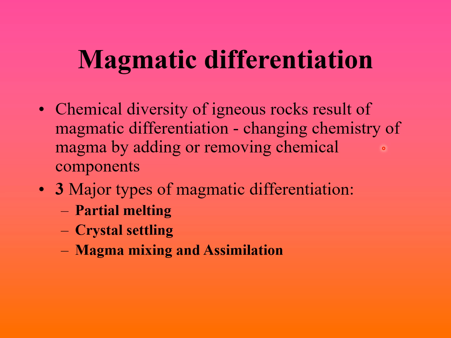And we call this magmatic differentiation. And that's the chemical diversity of igneous rocks due to the process I was just talking about. So it's a change in the chemistry of the magma by adding or removing chemical components. And the three major types of magmatic differentiation that we see are partial melting, crystal settling, and magma mixing and assimilation.